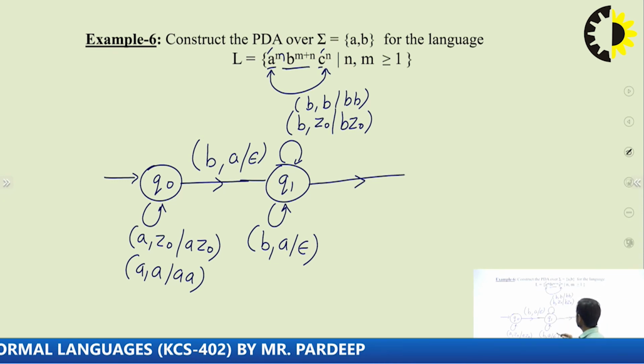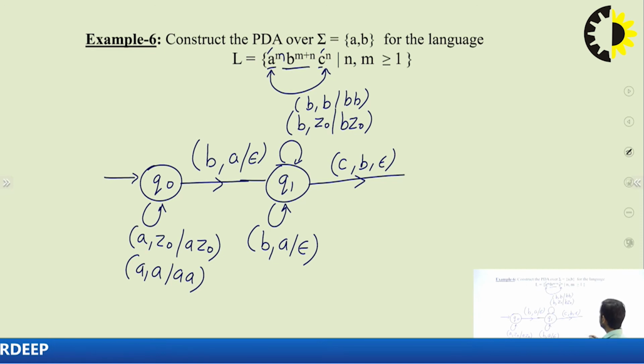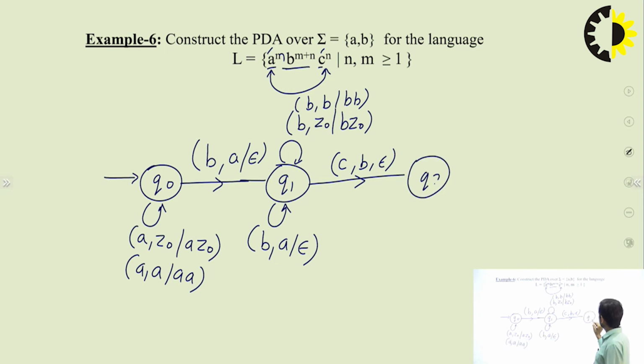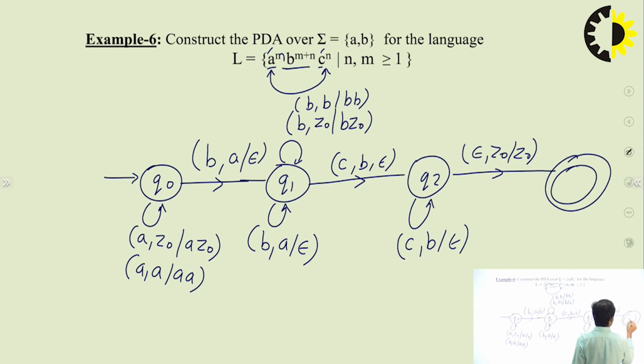Now C will come. C is the input, top of the stack is B, we pop B. Now I am at state Q2, input is C, top of the stack is B, we pop B. Now input is over, top of the stack is Z0, we keep Z0 as it is and we accept the language. Okay, this is the PDA for the language A raised to power m, B raised to power m plus n, C raised to power n. Okay, thank you.